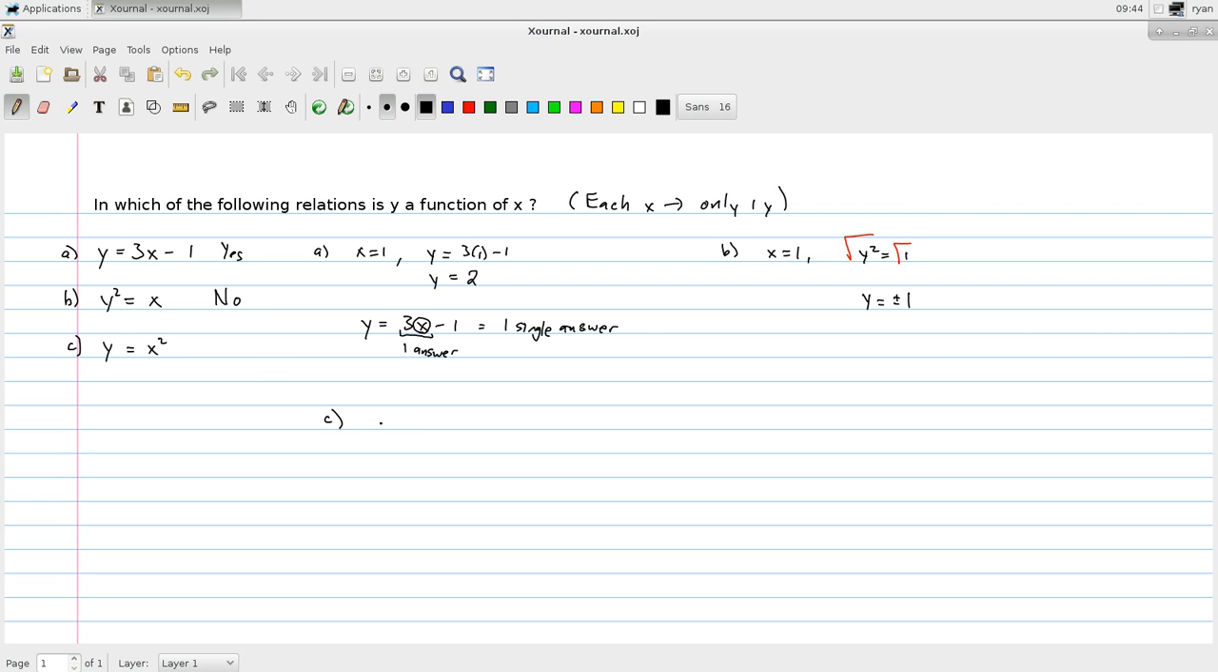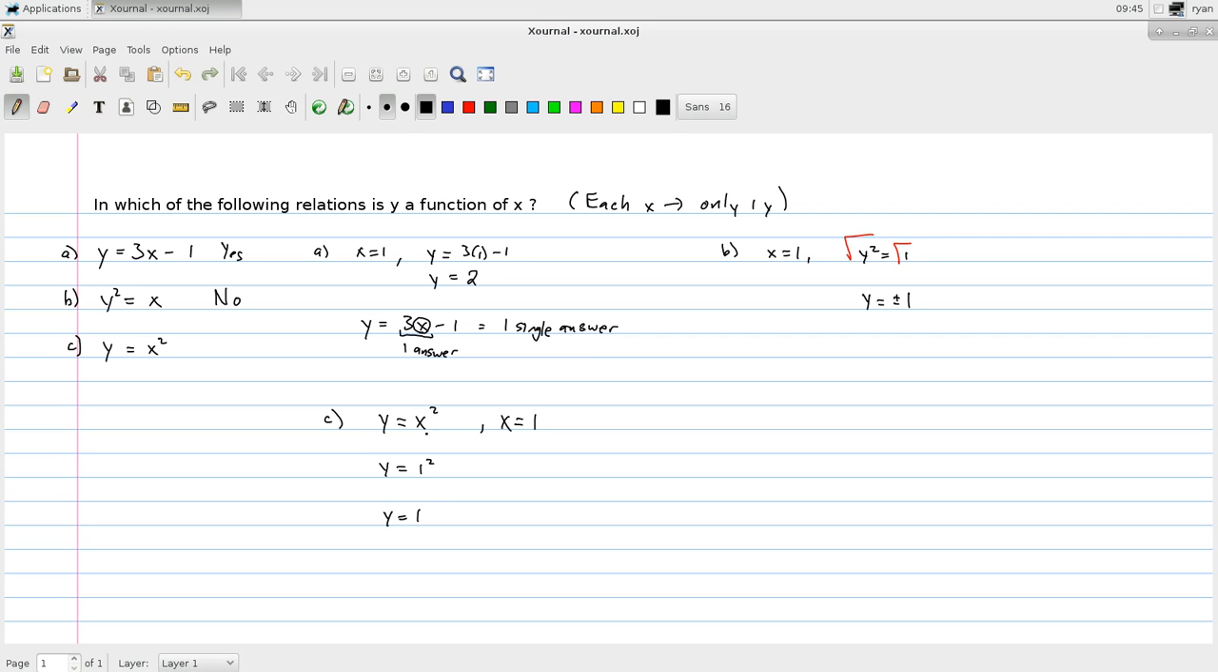Finally, on part C, we have y equals x squared. We could start this the same way. We could try plugging in a value for x. Say we plugged in x equals 1. This tells us that y equals 1 squared, so y equals 1. However, that only tells us that for this particular value for x, there's one y value. But we haven't shown that for every value of x, there's only one y.